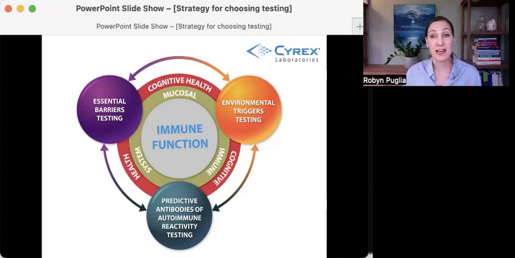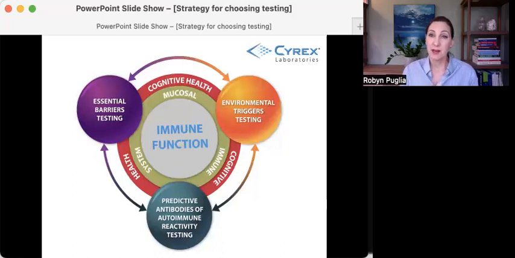We have a suite of tests looking at environmental triggers. Specifically, we have multiple food reactivity panels, we have an environmental toxin panel, and we have an infection panel. And it may be that you are obviously utilizing just one of those or two of those to start with, or you might need to do all of them to understand the environmental induction of autoimmunity.